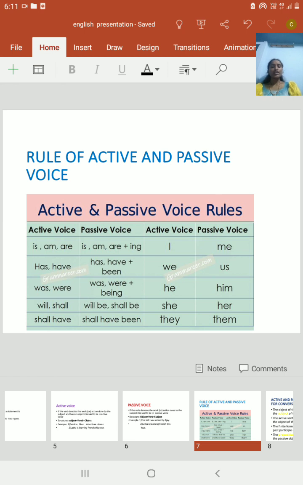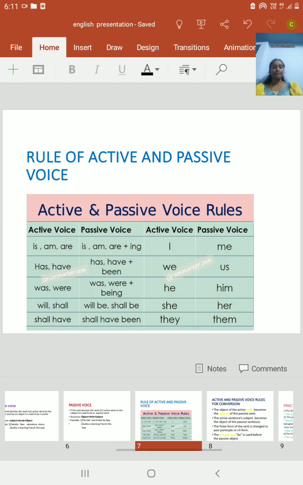If in the question they give had, was or were, we have to convert in passive voice as was or were plus being. If in the question they give will or shall, we have to change to will be or shall be in passive voice. If they give shall have, we have to change it as shall have been in passive voice. And in active voice, I changes to me in passive voice, we changes to us, he changes to him, she changes to her, and they changes to them.